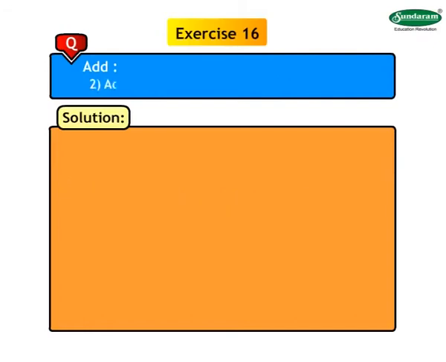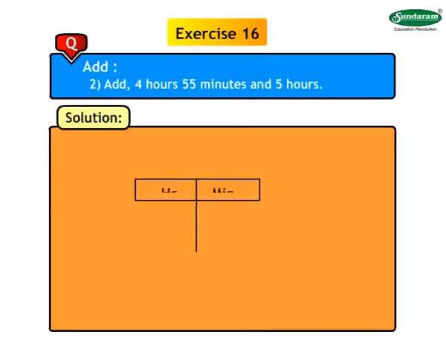2. Add 4 hours 55 minutes and 5 hours. Solution. Make 2 columns of hours and minutes. Place the hours and minutes in the proper columns and put a plus sign to the left. Start adding from the minutes column.